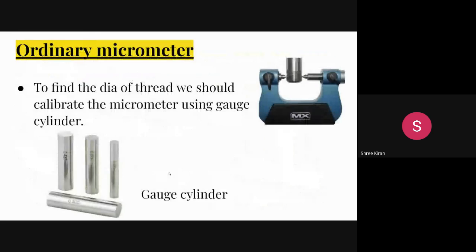Then we have calibration, which we have already discussed. In the case of an ordinary micrometer, it is mainly used to find the dia of the thread. To find the dia of the thread, we should calibrate the micrometer using a gauge cylinder. That is what happens with the gauge cylinder.